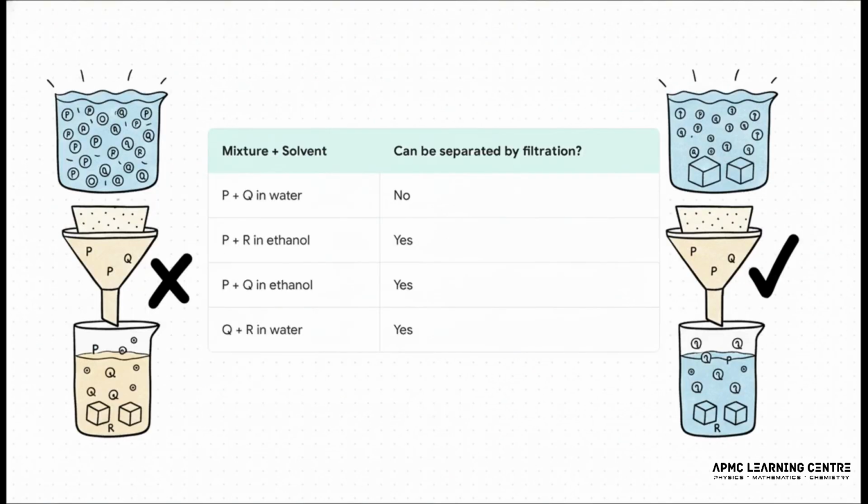Let's test this out. Okay, if we mix P and Q together in water, can filtration separate them? Nope, because they both dissolve, so they both just pass right through. What about P and R in ethanol? Yes, absolutely. P dissolves and goes through, but R stays behind. Okay, how about P and Q in ethanol? Yes, again, P dissolves, but this time Q stays solid. And one last one, Q and R in water? You got it. Q dissolves, R doesn't. You see the pattern? For filtration to work, you need one substance to dissolve and the other one not to.